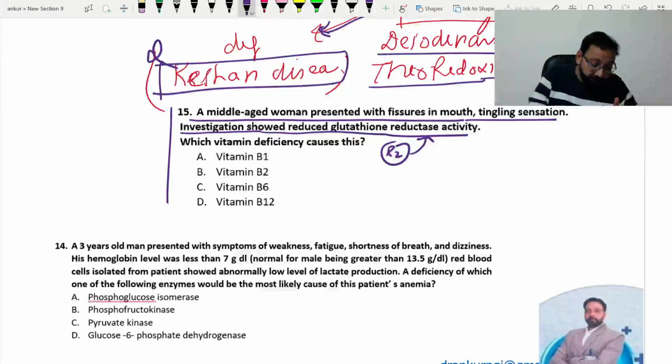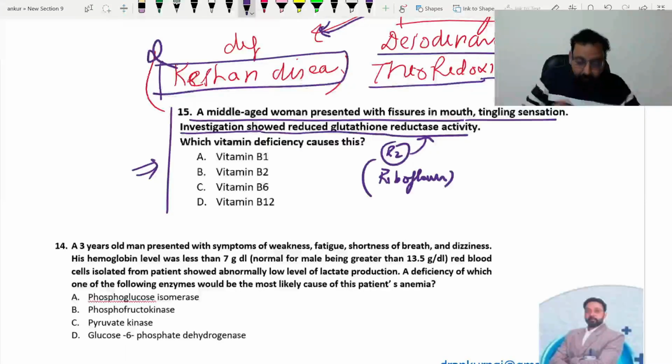I usually tell a mnemonic. Just imagine, fantasize, a magenta color ribbon. Why did I say ribbon? Because B2 is riboflavin, ribbon. And you can fantasize so many things with the help of the ribbon: blindfold, keratitis, cheilosis. You know better.